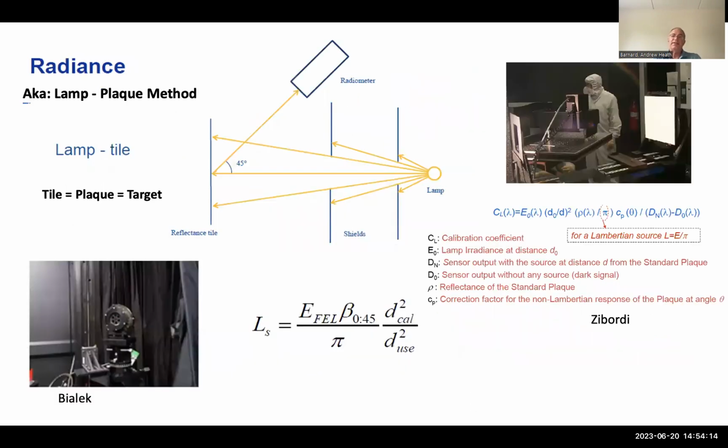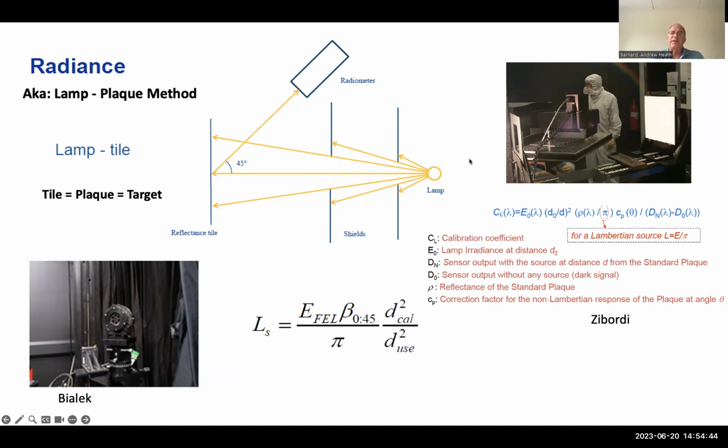For radiance, it's a bit different, and we calibrate things differently, but it's still based on the same idea. You've got an FEL lamp and some shields, but this time, instead of putting the radiance sensor here, we're going to measure the radiance coming off a reflectance plaque. This is a highly reflecting plaque, shown here. I'll show you some more examples in a minute.